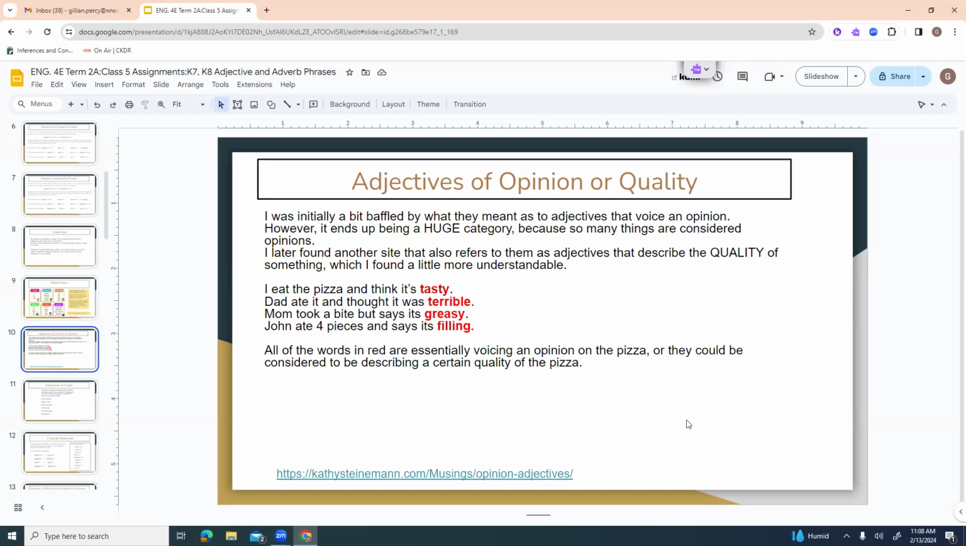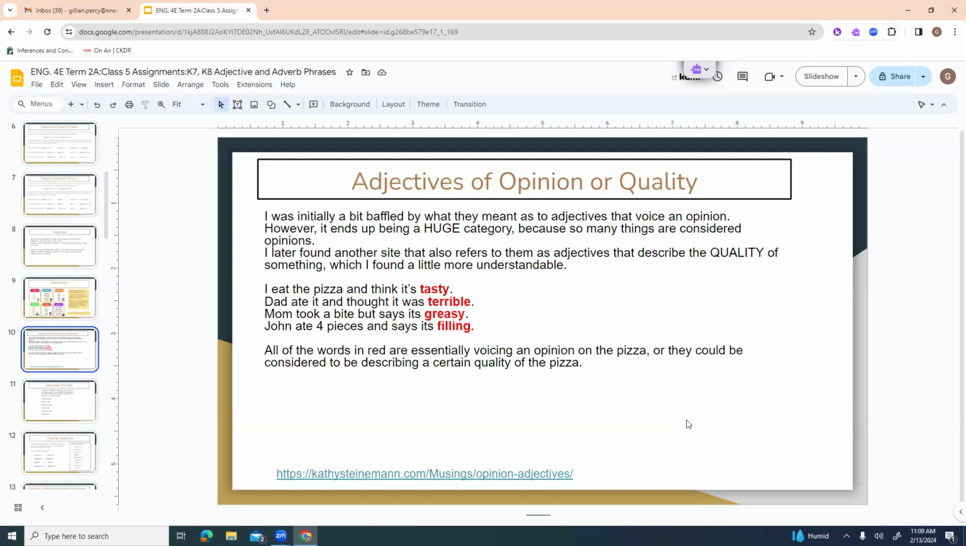And here's an example. I ate the pizza and think it's tasty. Dad ate it and thought it was terrible. Now, those are very much opinions, right? Mom took a bite and says it's greasy. Now, to me, that's just a quality. John ate 4 pieces and says it's filling. I guess that could be a quality or could be an opinion. So you see what I mean, a lot of these are a huge part of adjectives. I just had never heard of them as opinions in that sense.